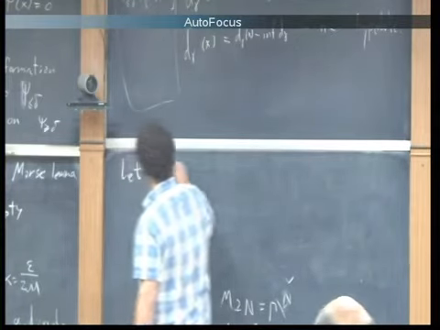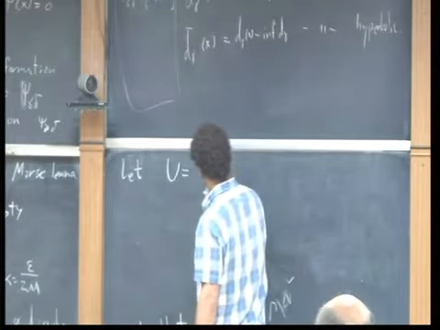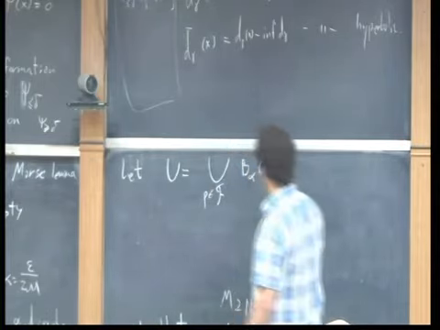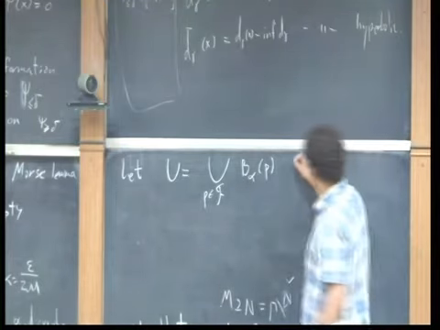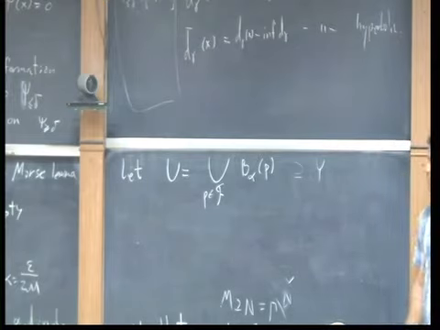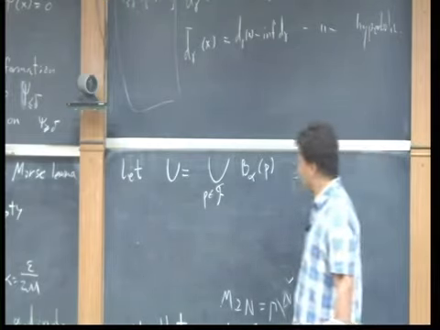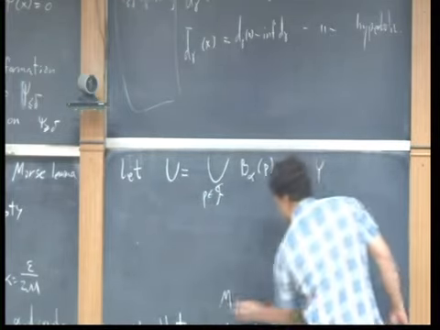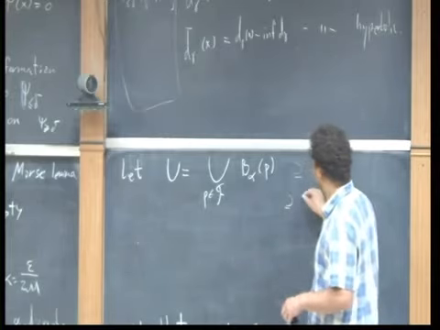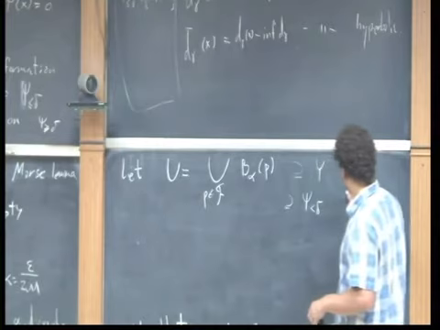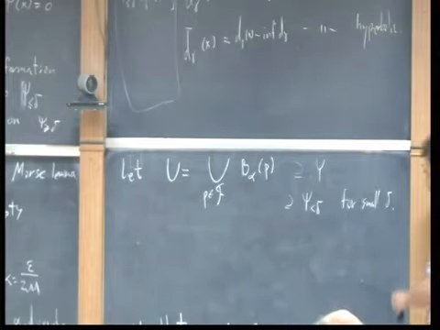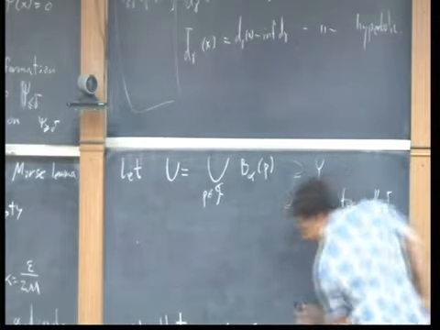Let U be the union over all p in F, it's a finite union, of the ball of radius alpha around p. So U contains Y. It's bigger, and it's open. U even contains a neighborhood of Y. So it actually contains something bigger: it contains psi less than delta for small delta, because this converges. For small delta, it's just contained.